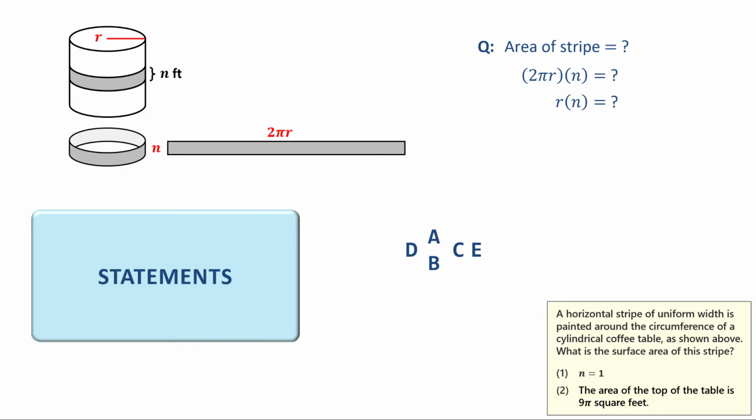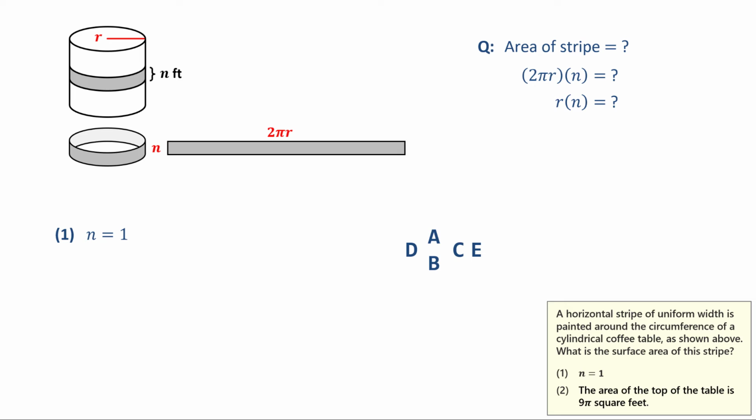Statement 1 says that n equals 1. That's pretty straightforward, so let's just copy it as it is. Notice that the question is about r times n, whereas statement 1 only gives us n. This makes statement 1 insufficient.